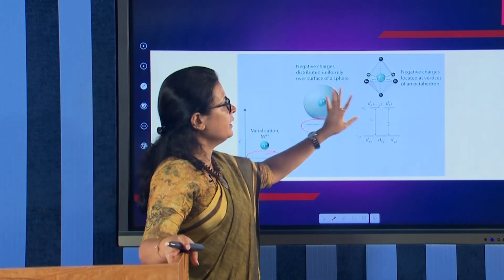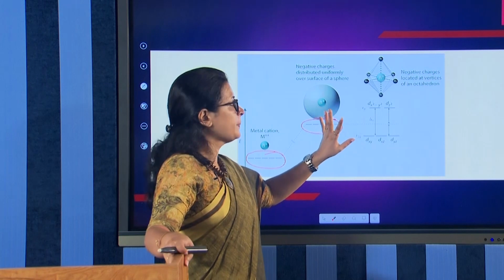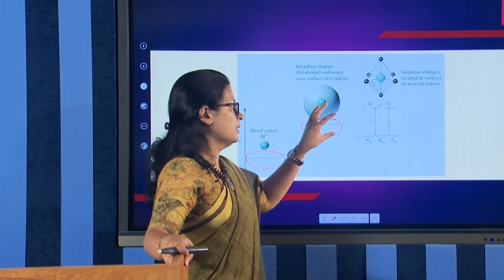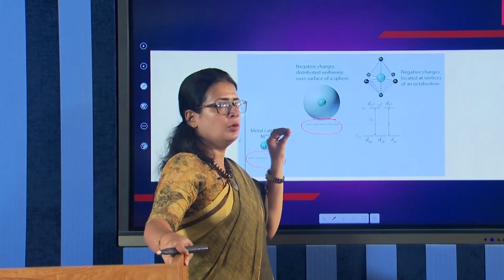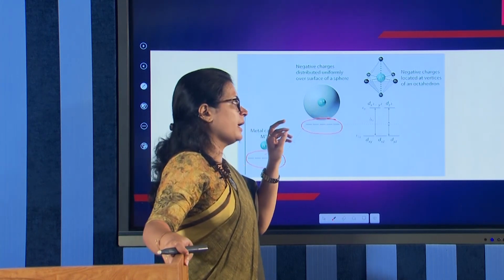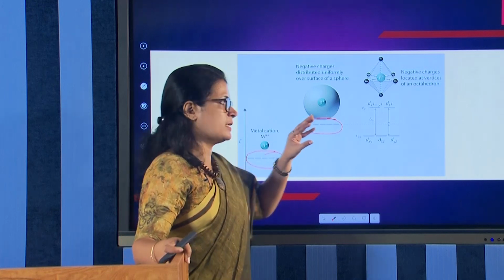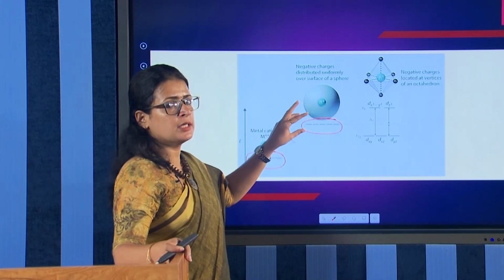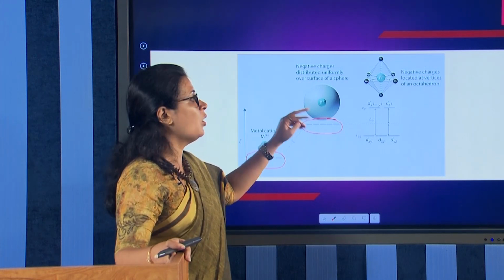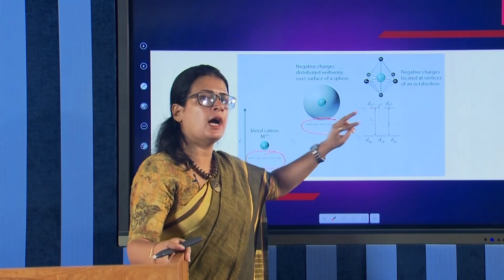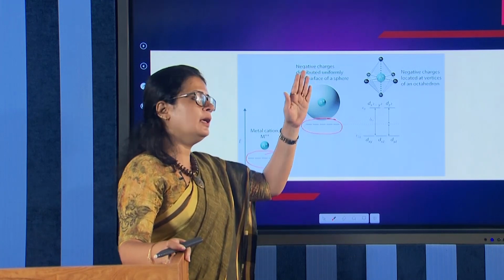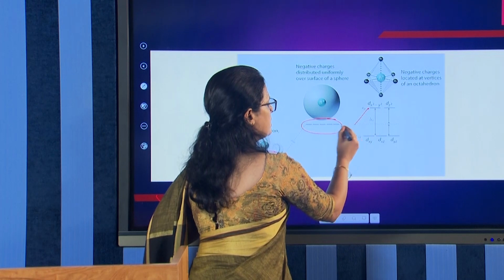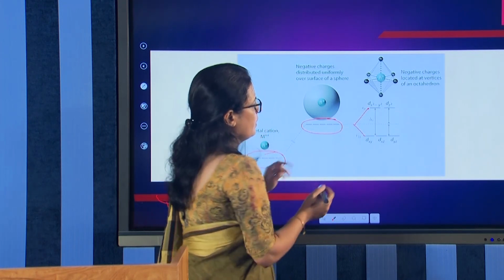And now, in the case of octahedral complexes, the ligands are actually approaching along the axis, and when ligands are coming closer to the central metal atom, they will be along the axis. Along the axis means the metal d orbitals which have their lobes along the axis experience a higher repulsion, and they will be rising in energy. That is why it will be splitting.